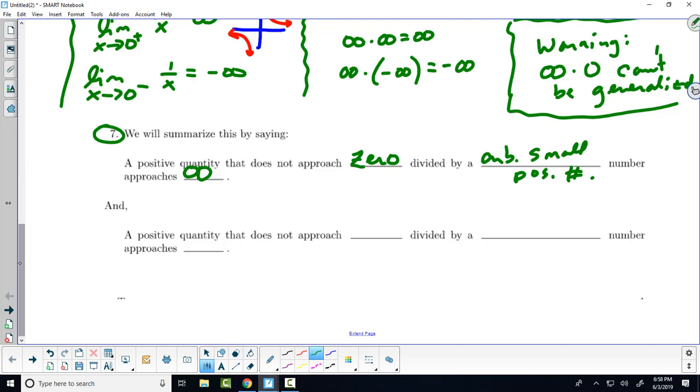All right. Same thing. If a positive quantity that does not approach 0 is divided by an arbitrarily small negative number, then the whole quantity, the quotient, approaches negative infinity.